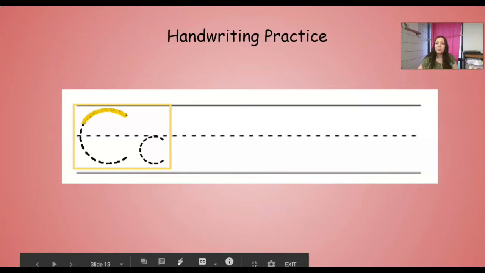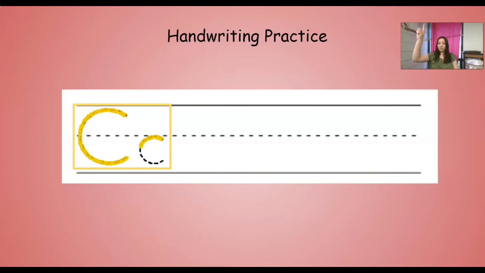All right, so we're going to practice how we would make the letter C. And the letter C is we always start at the top for our uppercase C or our capital C. We're going to curve back and around. Good job. It's just one motion. So start at the top, curve back and around.